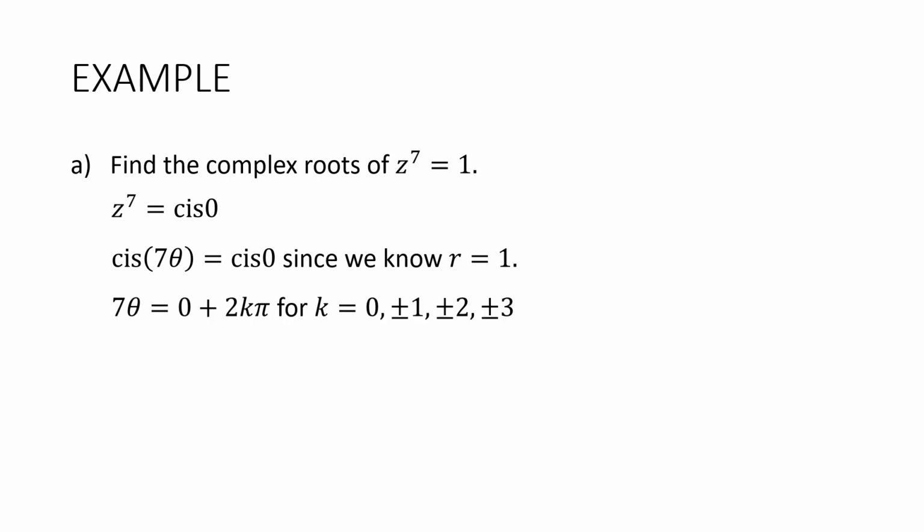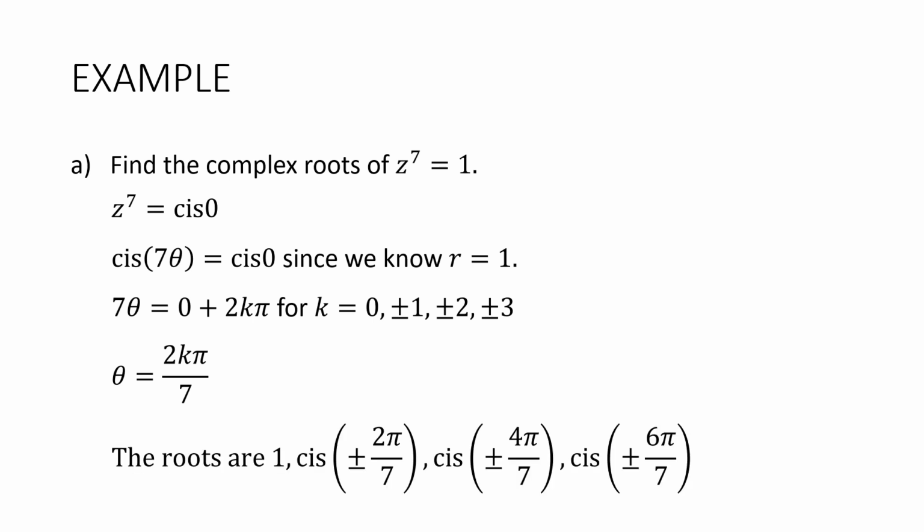So 7 theta will be equal to 0 plus 2k pi for k is equal to 0, plus or minus 1, plus or minus 2, plus or minus 3. Dividing through by 7, theta is going to be equal to 2k pi on 7. And so the roots are 1, cis plus or minus 2 pi on 7, cis plus or minus 4 pi on 7, cis plus or minus 6 pi on 7.